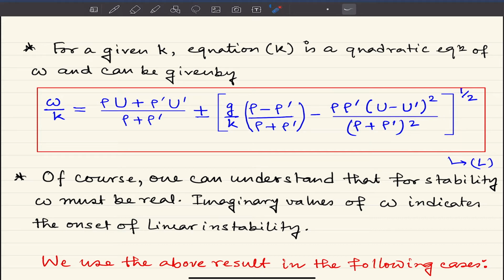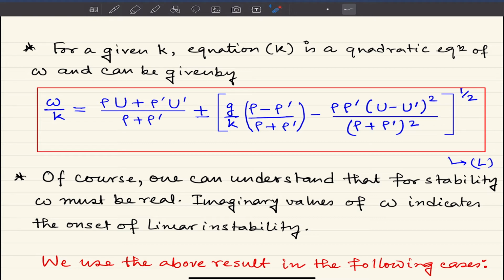And you can easily understand that rho is positive, rho prime is positive. According to our construction, both U and U prime are positive. So this is positive. Okay. And not only that, actually for U and U prime, even if some of them are negative, it doesn't matter. Finally, you can easily check that omega, at least, can be real.